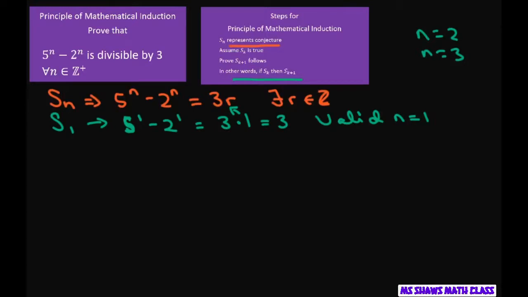So the next step we're going to do is assume that it's true for k. So write this as 5 to the k power minus 2 to the k power equals 3r for some integer r.